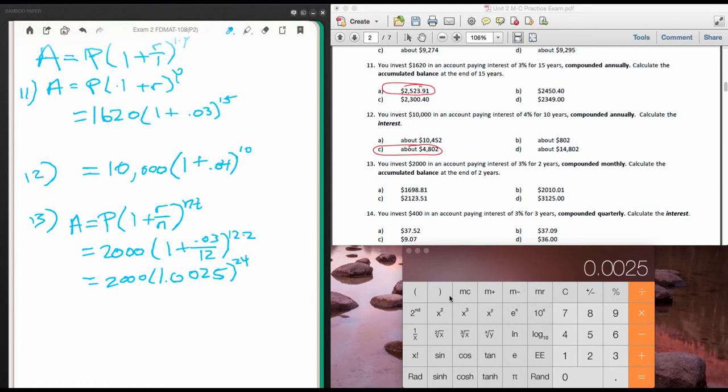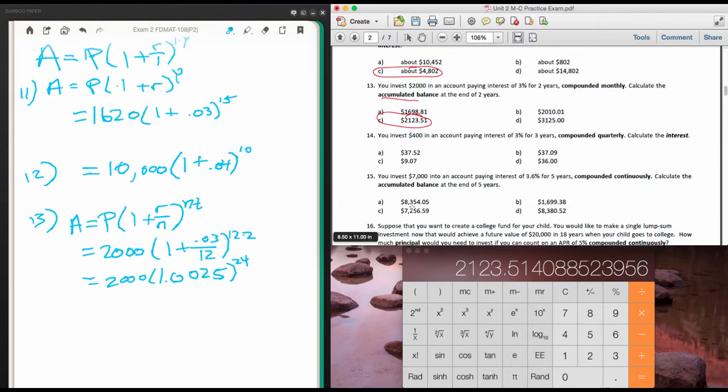We'll add 1 to this so we get the correct value, and then raise it to the power of 24. So therefore 1.0617 is our value in here, and we'll multiply that by $2,000. Oops, we'll clear that and try it again. And we get 2123. Since we're looking for the cumulative balance, therefore C is the correct answer.